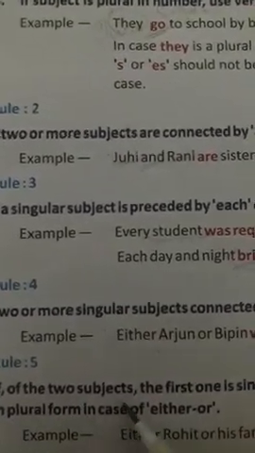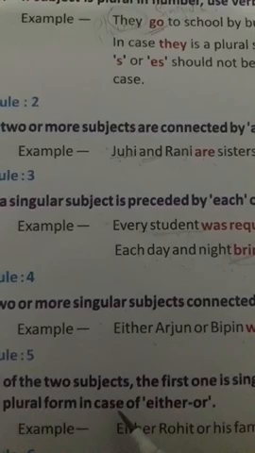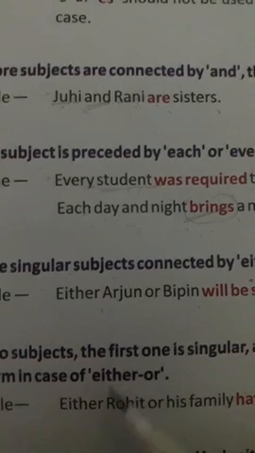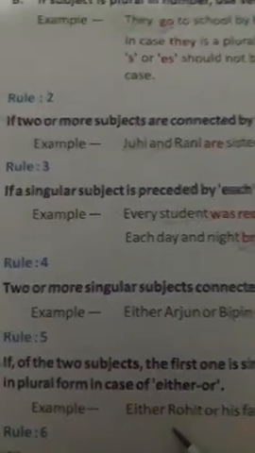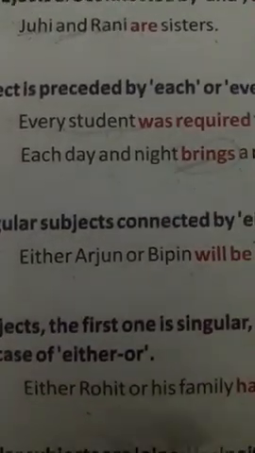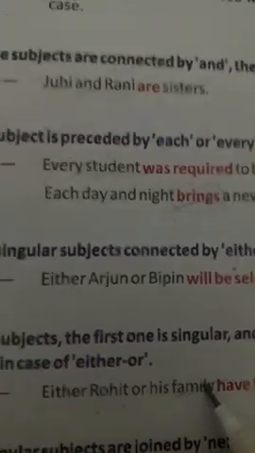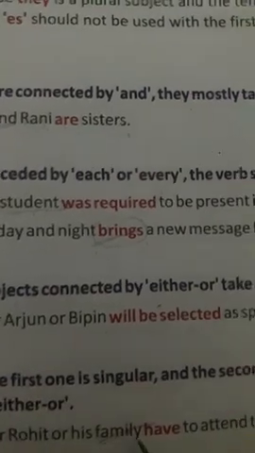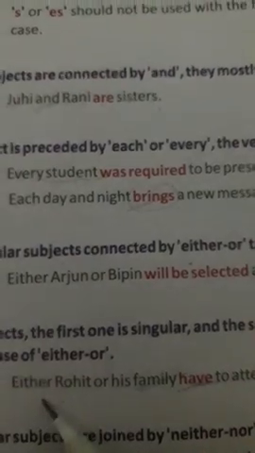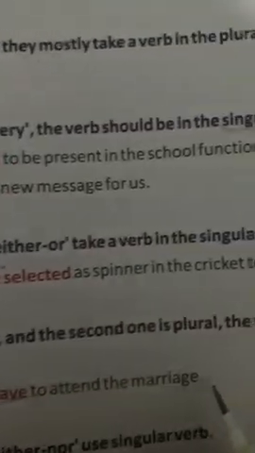If of the two subjects, the first one is singular and the second one is plural, the verb will be in plural form. Sometimes it may be like this also, that the first subject is singular and the second one is plural. You can see here, either Rohit or his family. Rohit is a singular subject but family is plural. So in this case we use the verb in the plural form. Either Rohit or his family have to attend the marriage.